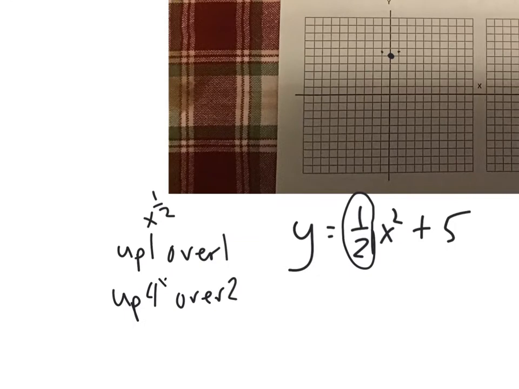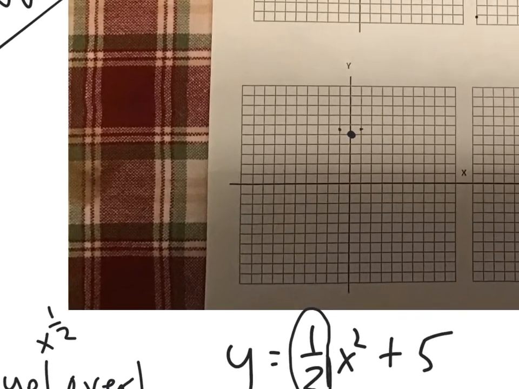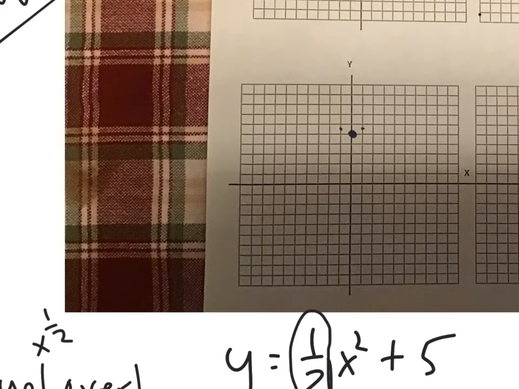And then we've also got to take this guy times 1/2. Well, what's 4 times 1/2? 1/2 of 4 is 2. So now we're going to go up 2 over 2. So from the vertex again, there's our vertex. We always go back to the vertex. So 1, 2, 1, 2. So here and here. Made it a little bit shallower. Okay, that fraction makes it shallower.